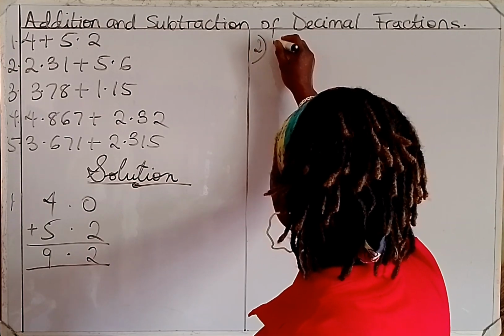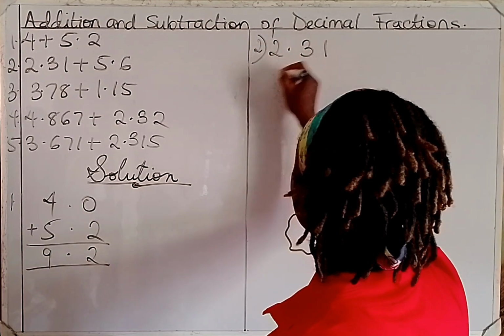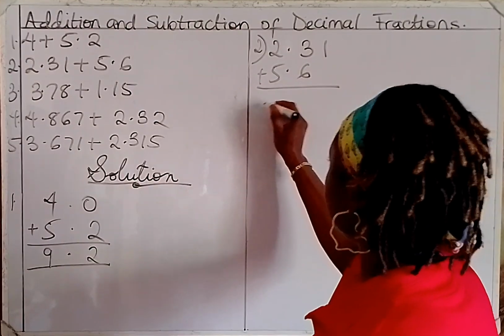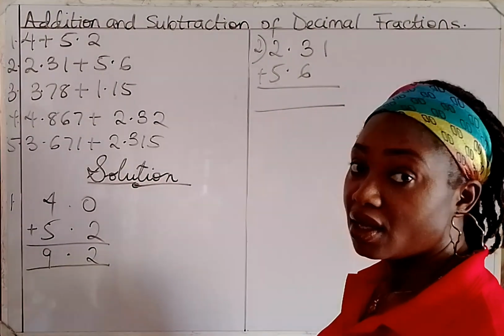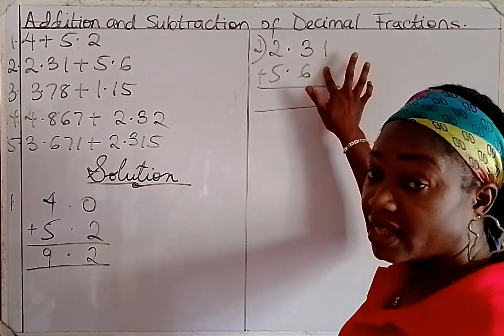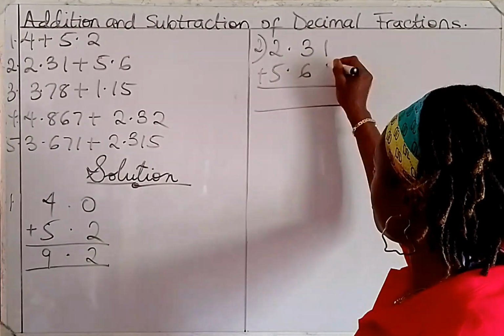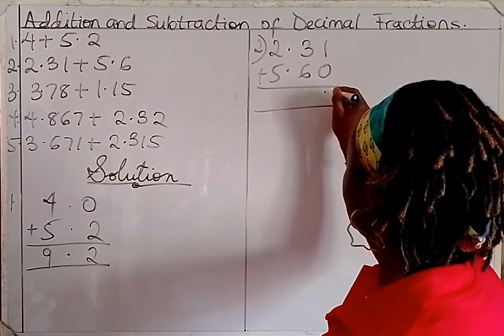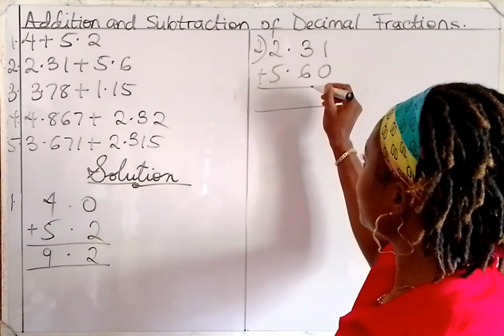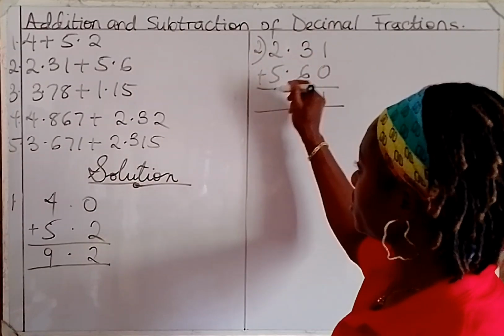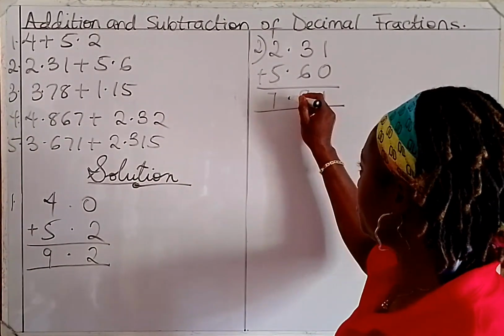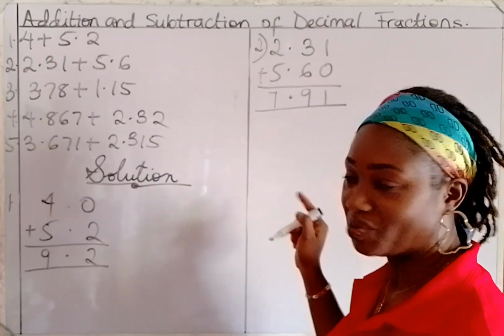Question 2, we have 2.31 plus 5.6. Alright? Now here, this part is blank. We can either leave it this way or we add a 0 to complete the question. So 1 plus 0 is 1, 3 plus 6 is 9, and 2 plus 5 is 7. So what do we do next? We put our decimal between 7 and 9.